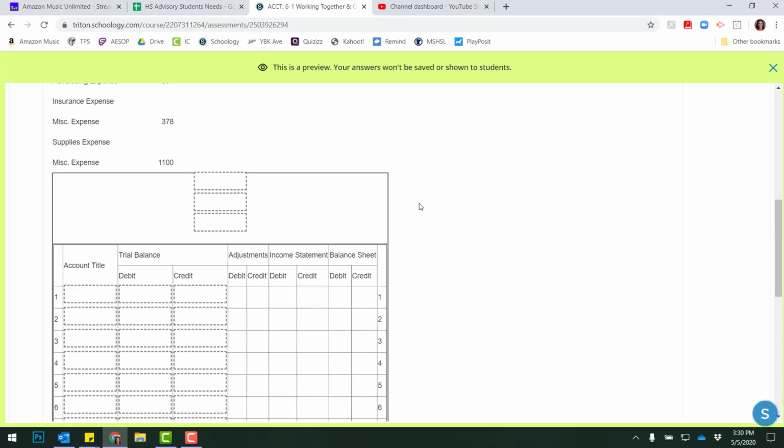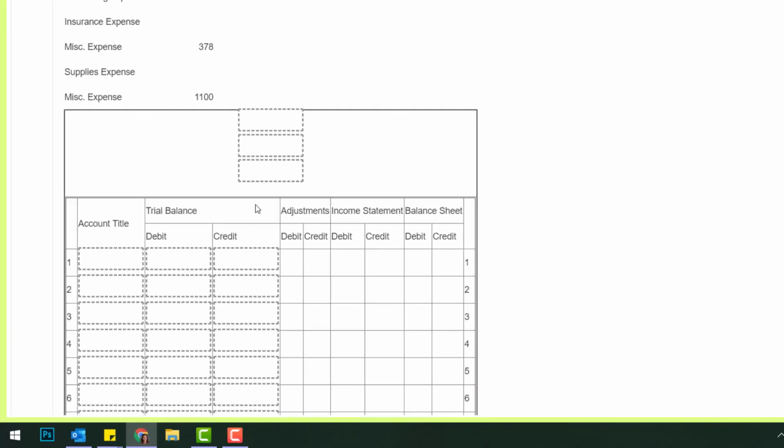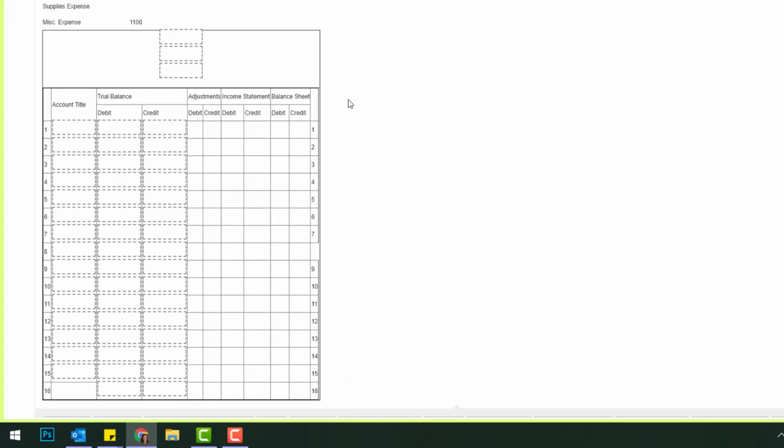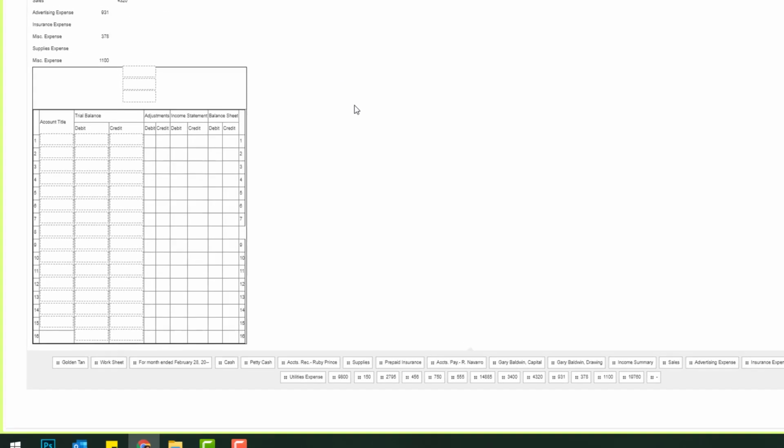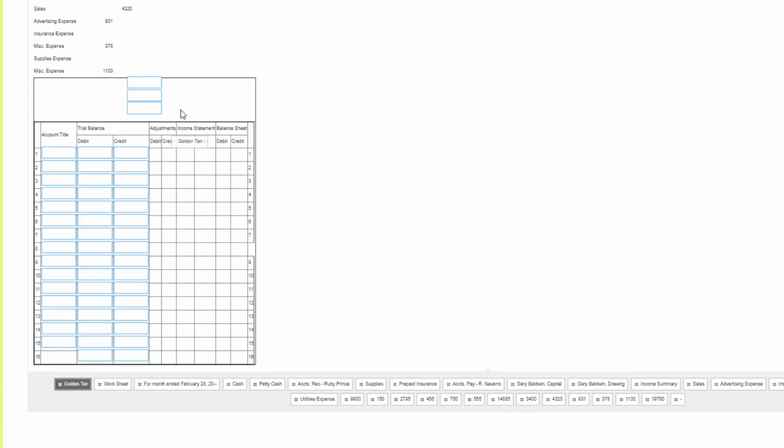So the very first thing that I'm going to do is this heading here. And if we remember, our heading has our business's information. So the first thing I want is the business name, which is Gold and Tan. The second thing I want is the report title, so this is a worksheet. And then I want my fiscal period. This fiscal period, as the instruction said, is February 28th.